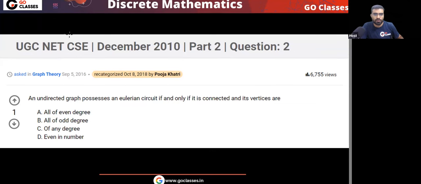The question is from UGC NET. The question is asking, an undirected graph possesses an Eulerian circuit, Euler circuit, if and only if it is connected and its vertices are all of even degree. Yes or no? So the answer will be option A. Very simple. This we already know.